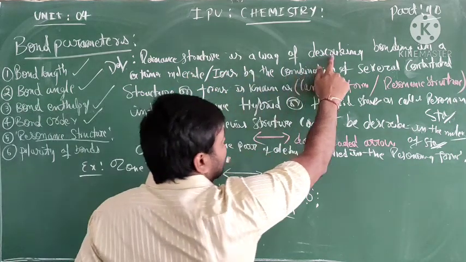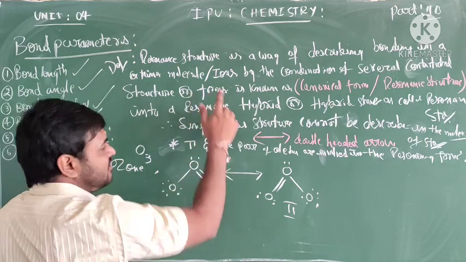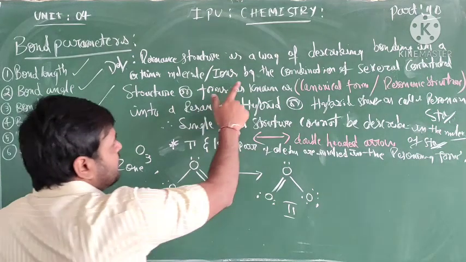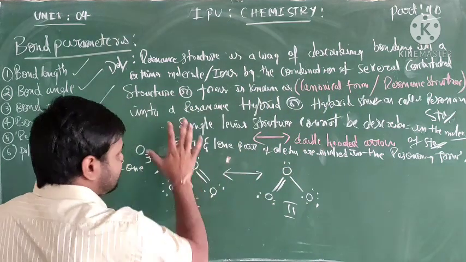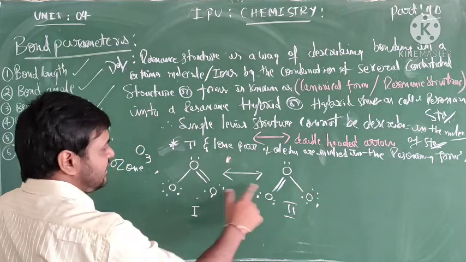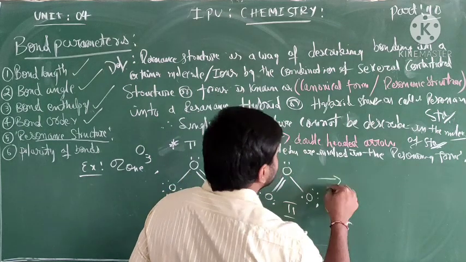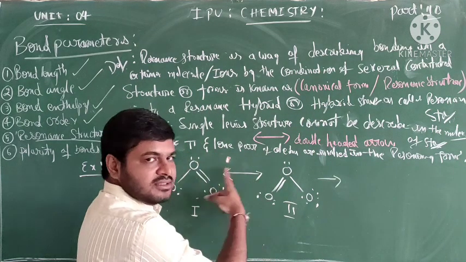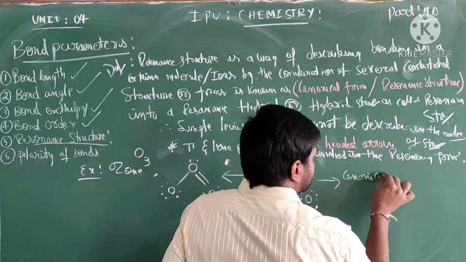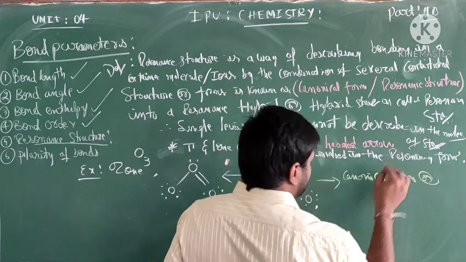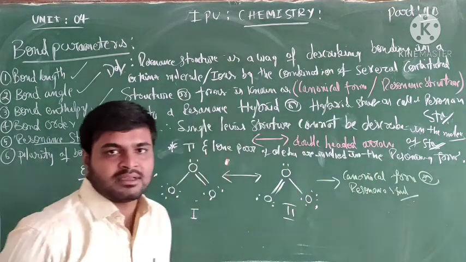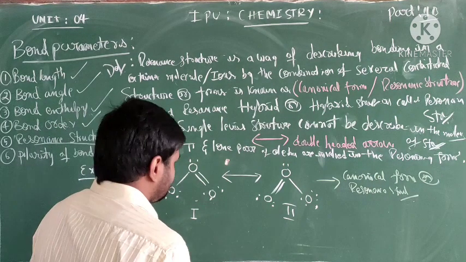Resonance structure describes bonding in certain molecules or ions. We will take one more example of an ionic compound. It is described by the combination of several contributing structures. This has two contributing structures. This is called what? Canonical forms or resonance structures.